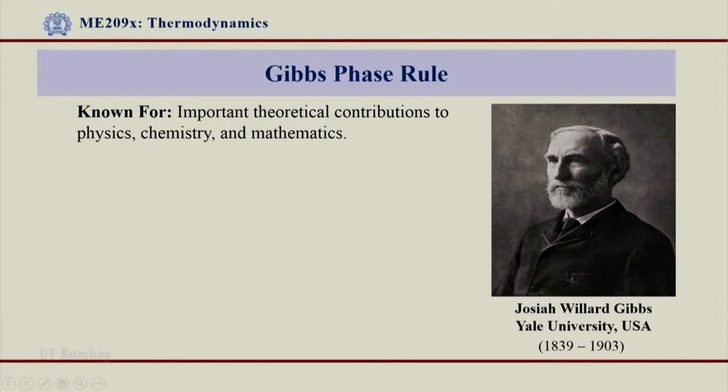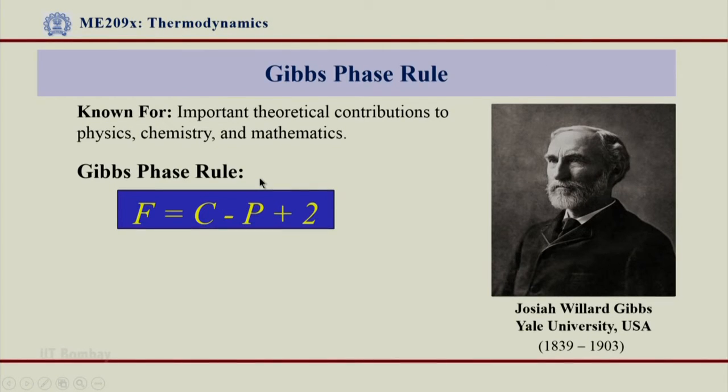This is the picture of the famous scientist Gibbs from Yale University, USA. His life period was 1839 to 1903. He is known for his very important theoretical contributions to physics, chemistry and mathematics. Also, Gibbs phase rule is a very famous rule that is normally used to define properties for different phases together or independent phases.